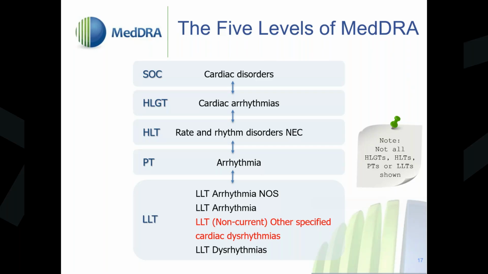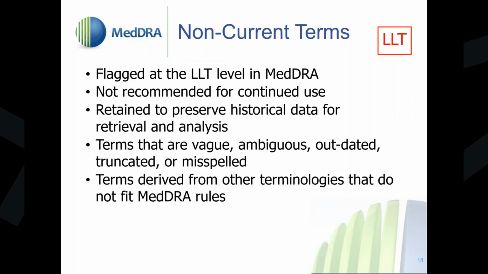So you see the dysrhythmia, you see the arrhythmia not otherwise specified, the NOS, and you see one with red on it. And it says other specified cardiac dysrhythmias in red, and it's non-current. Non-currency in MedDRA only exists at the lowest level term. If you see LLTs in MedDRA that have a red box, these are non-current LLTs. And like we said, non-currency only exists at the LLT level. Non-current LLTs should not be used for coding. They are retained to preserve historical data for purposes of data retrieval and analysis.